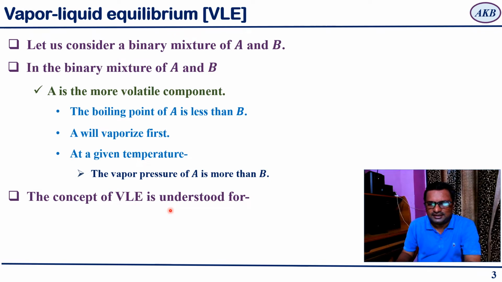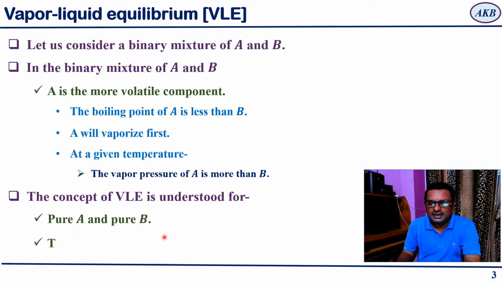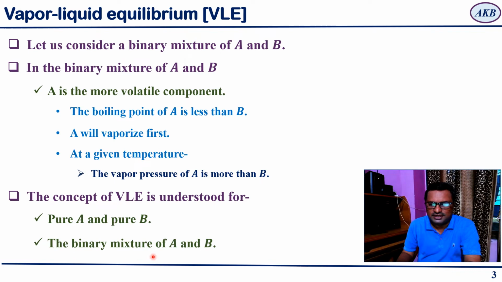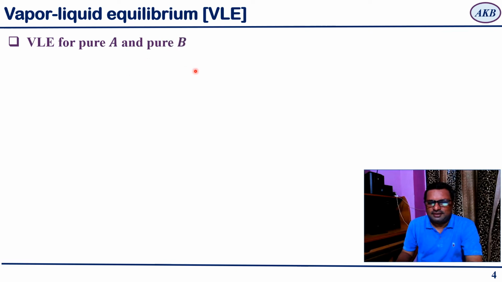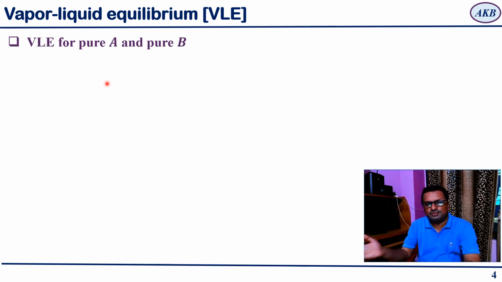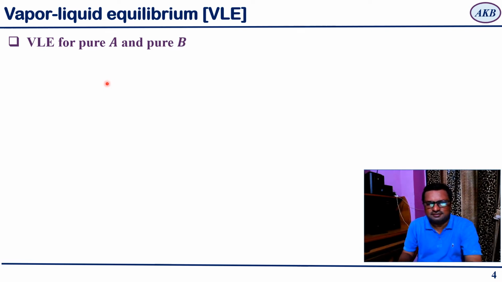under two categories. First we will understand it for pure A and pure B, and then we will understand it for the binary mixture of these two components. So first we will be discussing VLE in the case of pure components, pure substances. We will discuss VLE for pure A, and a similar discussion will be applicable for pure B.